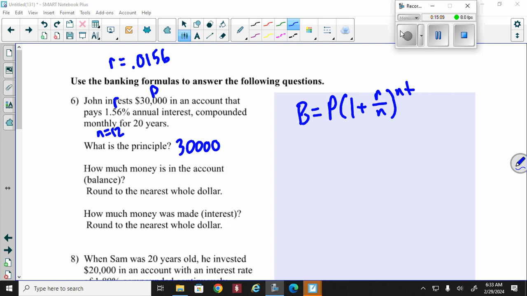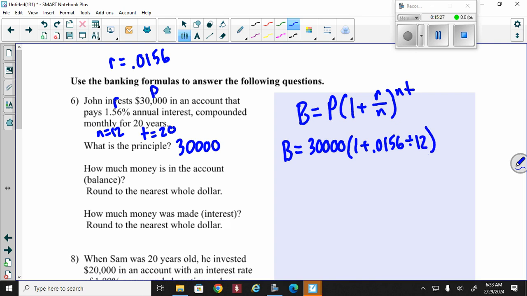I had to pause the video. Sorry, guys. And then my time is 20 years. So very simply, in the calculator, I'm just going to go B is equal. Well, of course, you won't put B is equal to, but 30,000 times (1 plus r, which is 0.0156, divided by 12 because that's monthly), raised to the, actually, let me write it the exact same way I put in my calculator. So you go caret parenthesis 12 times 20.